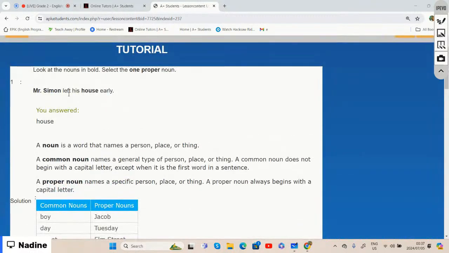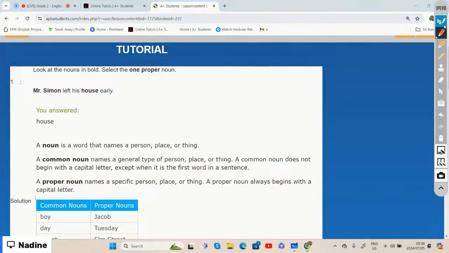All right, so if we look at the nouns that are in bold, here we have two nouns in bold. We have Mr. Simon and we have house. We need to select one proper noun within that sentence. It says Mr. Simon left his house early. We need to select one proper noun within that sentence.